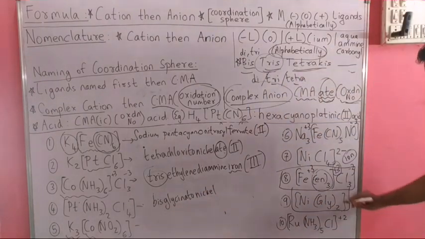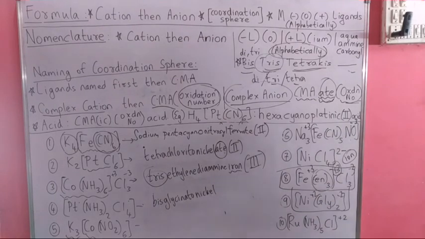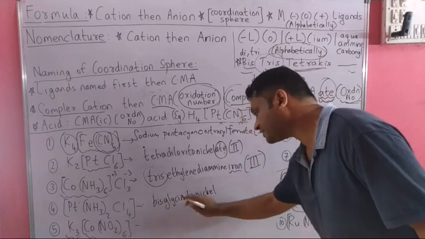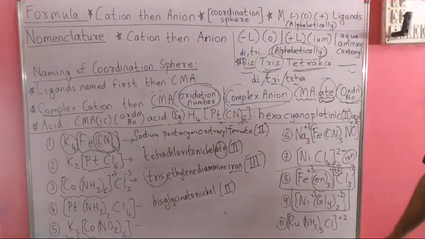And what is the oxidation state of nickel? Glycinato has -1 charge. 2 glycinato will have -2 charge. So in this case nickel will have +2 charge. So we'll write bis glycinato nickel bracket 2.